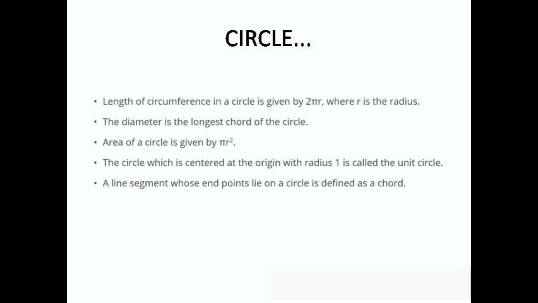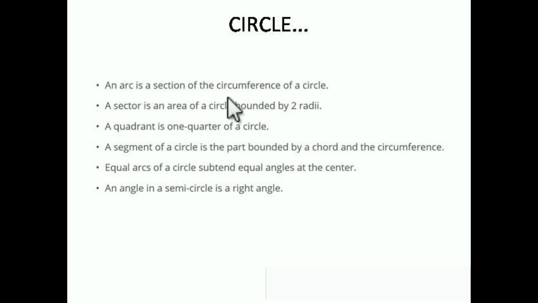Okay, let's see one other important thing. The arc is a section of the circumference of the circle. What I am trying to say is, this is a circle, and if you have this particular portion, then it is known as an arc. So an arc indicates part of the circumference of a circle, and a sector indicates area of the circle. This whole portion is known as a sector, and this indicates an area of the circle. And how is it made?